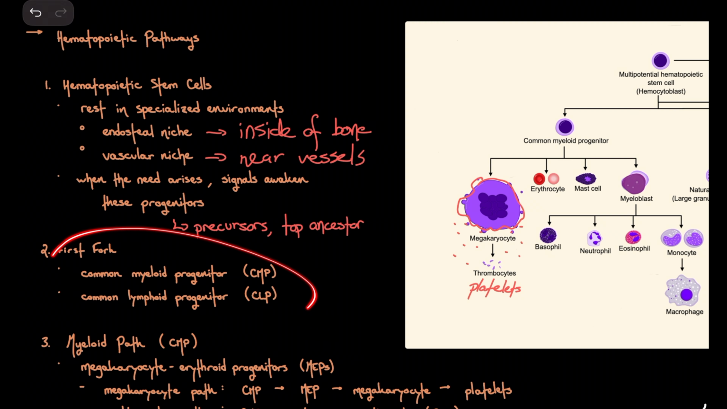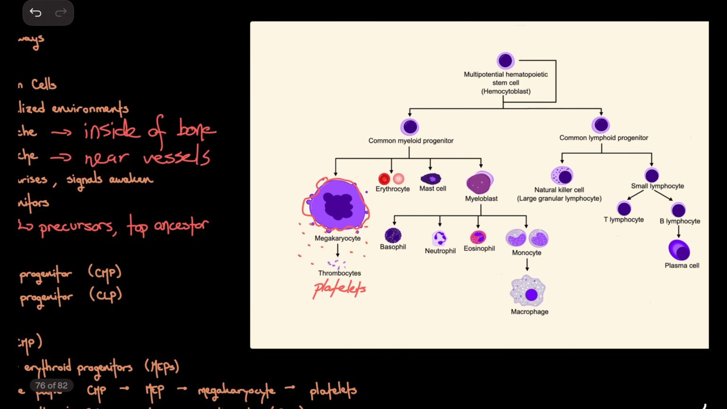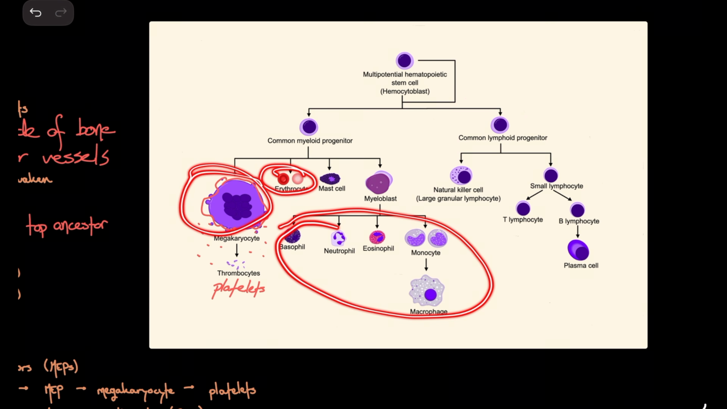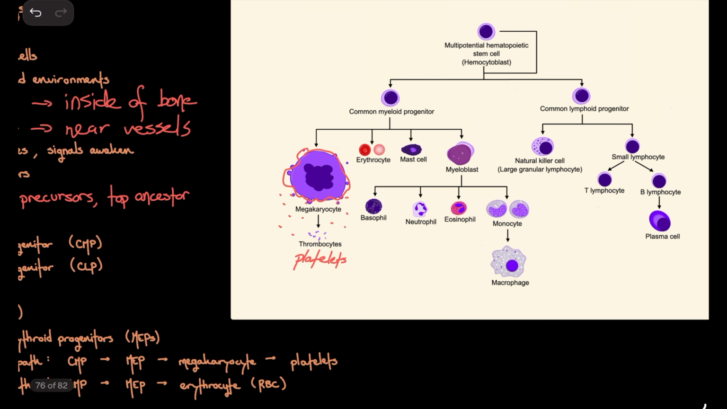The first branch of this pathway is either the myeloid or the lymphoid. We see that over here, myeloid or lymphoid. Lymphoid is more of the adaptive sort of cells, and myeloid is more of my innate immunity, my red blood cells and my platelets. Okay?